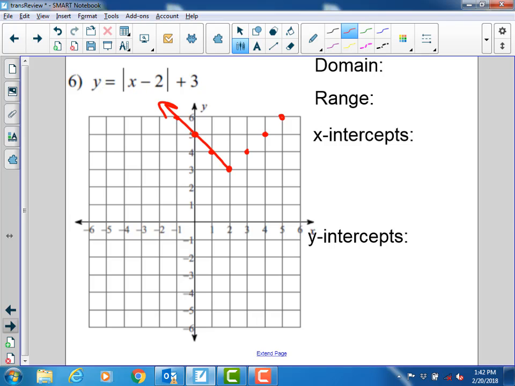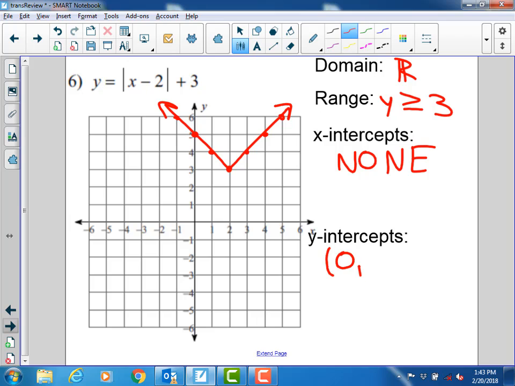And our domain is all real numbers. Since it's opening up, our range is going to be y is greater than or equal to 3. We do not have any x-intercepts. And our y-intercept is at (0, 5).